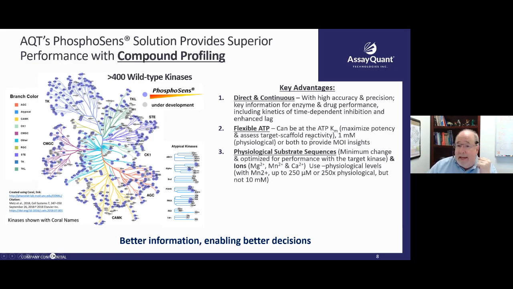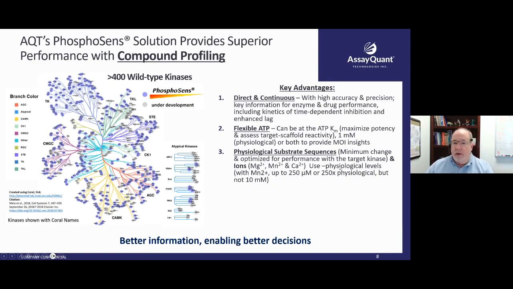We're very flexible with ATP, unlike other kinome profiling platforms. We can do it at Km, we can do it at 1 millimolar or physiological ATP, or we can do them both in parallel to provide initial mode of inhibition type information. In addition to ATP, everything else we do here, we can do at physiological conditions, starting with the substrate sequence itself, which we strive to be as close to physiologically relevant as possible.